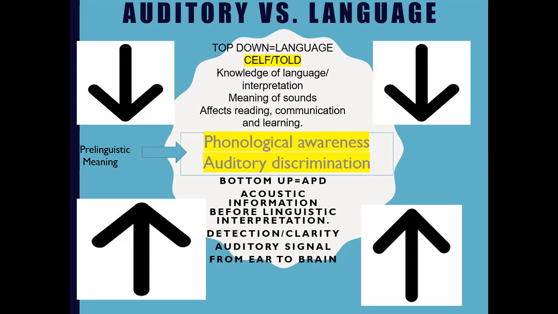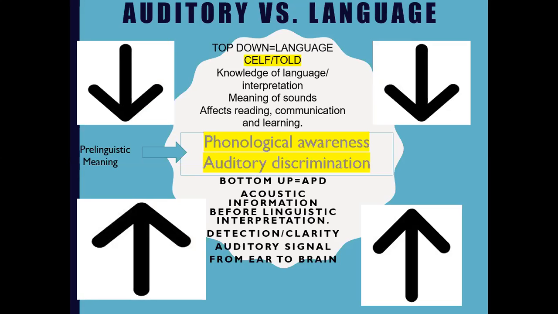And this is a visual depiction of what I'm talking about. The lower portion says bottom up equals APD, so we're looking at from the ear to the brain. And then the top down language, either reading, communication, learning, is once the information gets to the top of the brain and the output. There are two skills in between our two realms, and it's phonological awareness and auditory discrimination.